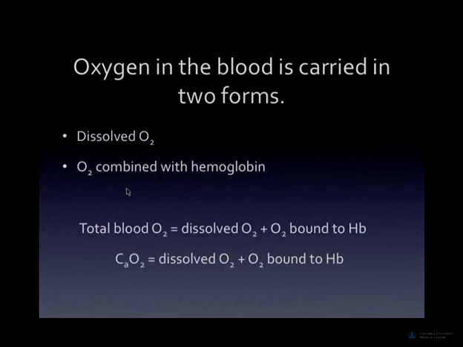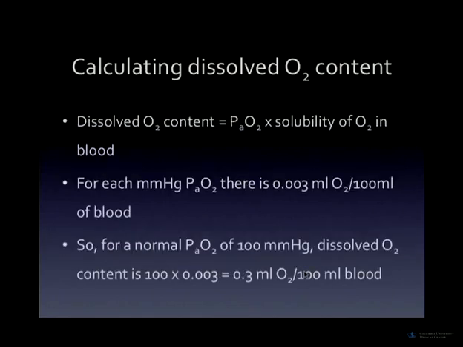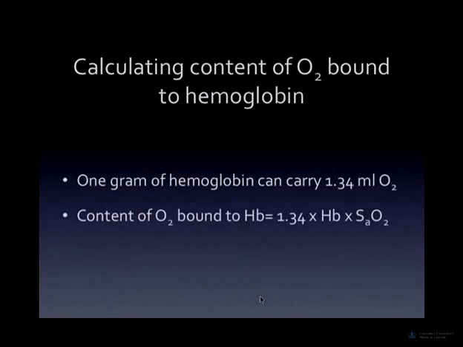All right, so we've established pretty firmly at this point that oxygen is carried in the blood in two forms. Total blood oxygen, or arterial oxygen content, which is abbreviated CaO2, is just the sum of the content contributed by each of those forms. So we've already calculated dissolved oxygen content. We know it's 0.3 milliliters of O2 per 100 milliliters of blood in our normal person with all those variables that we've already established.